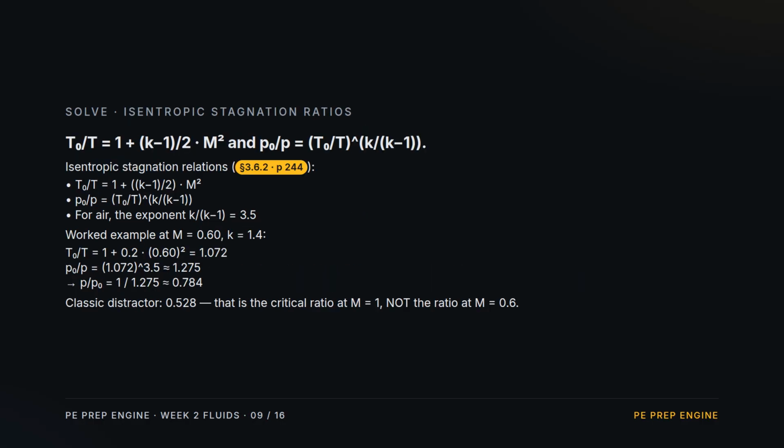Isentropic stagnation ratios. Stagnation temperature over static is 1 plus k minus 1 over 2 times M squared. The pressure ratio is that raised to k over k minus 1. At Mach 0.6, the pressure ratio is about 0.784. Distractor watch: 0.528 is the sonic critical ratio, not the answer here.